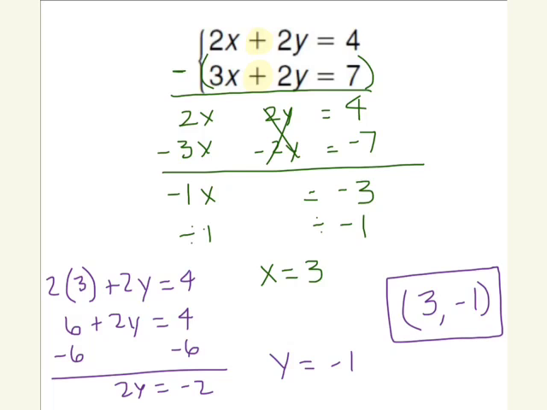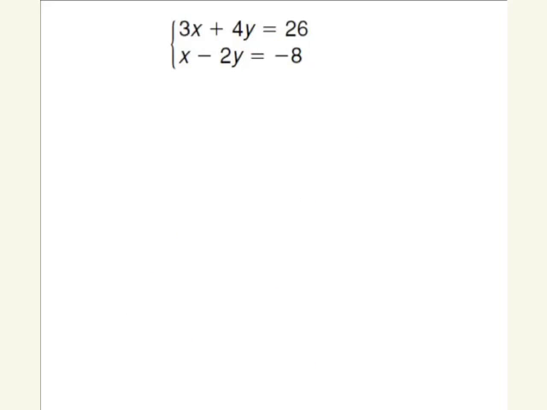That's the solution to the system. All right. Now this one is a little different. Do we want to get rid of the x's or the y's?